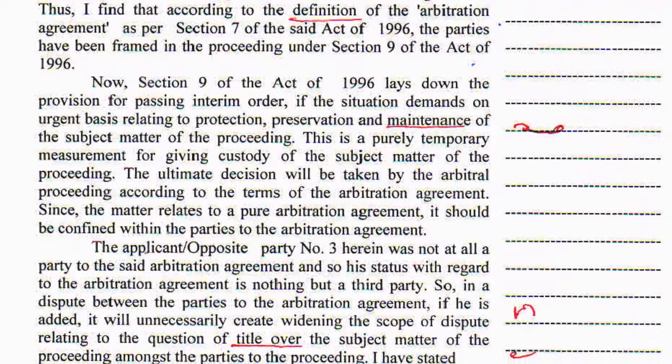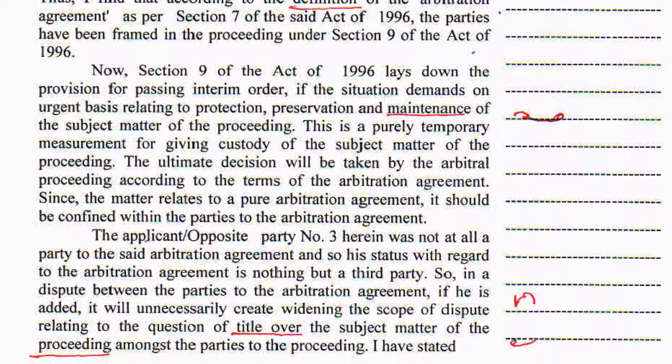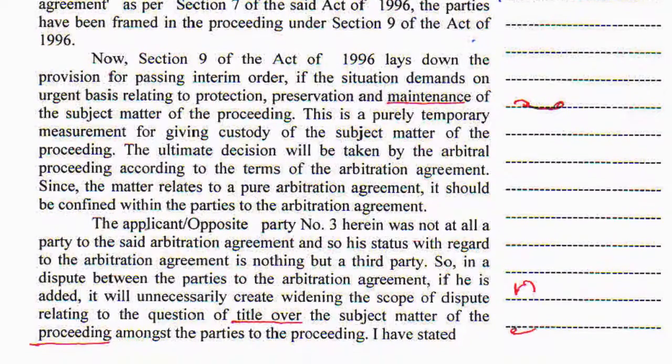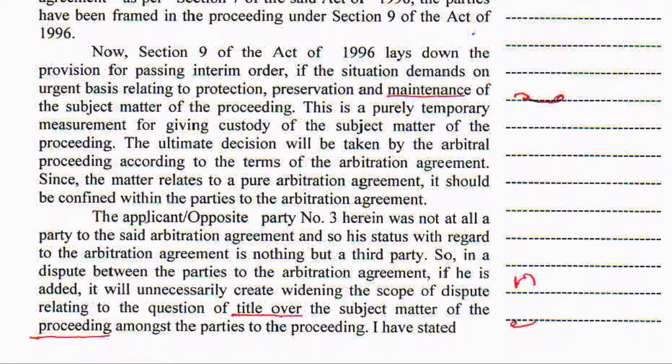The applicant, opposite party number 3 herein, was not at all a party to the said arbitration agreement, and so his status with regard to the arbitration agreement is nothing but a third party. So in a dispute between the parties to the arbitration agreement, if he is added, it will unnecessarily widen the scope of the dispute relating to the question of title over the subject matter of the proceeding amongst the parties to the proceeding.